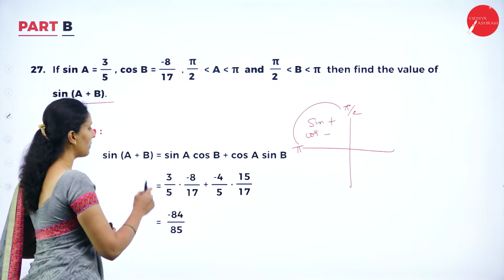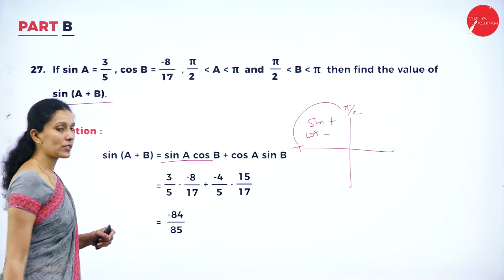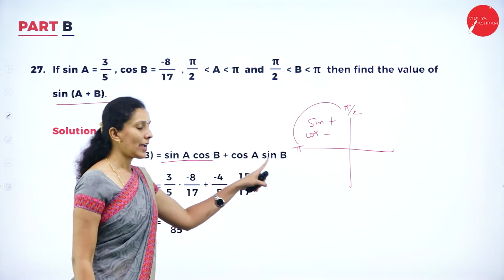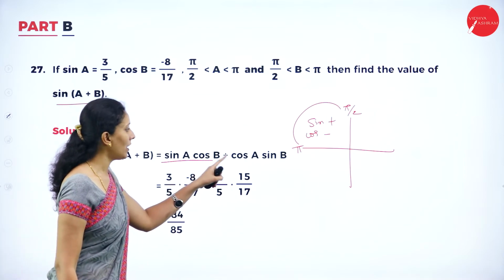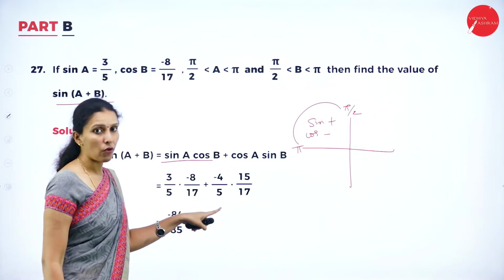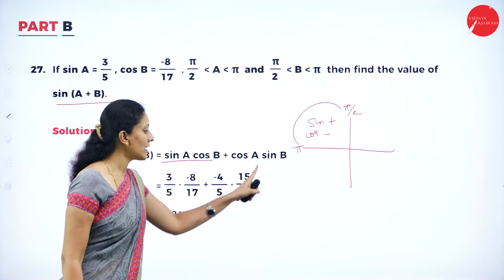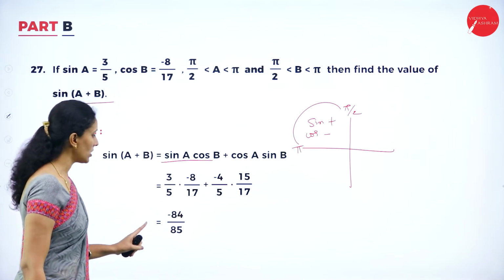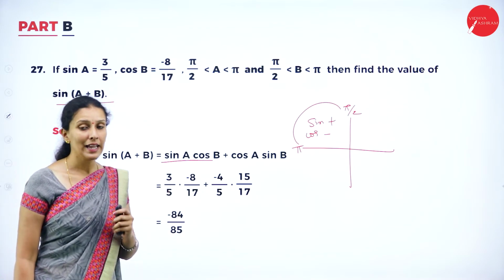Expand it: we know sin(A plus B) is sin A cos B plus cos A sin B. We know that sin A and cos B are given. Cos A and sin B can be calculated using the Pythagoras rule I said. From that we can get cos A as 4 by 5, but since it lies in the second quadrant, its value is negative. Sin B can be written as 15 by 17. On solving this, we will get the value as minus 84 by 85.